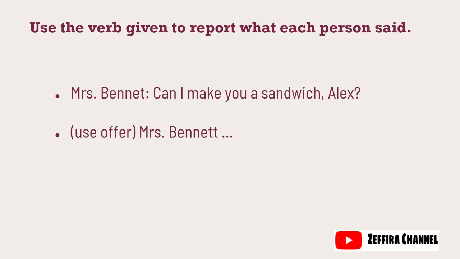And then let's try answering some questions, or let's try changing or using the reporting verbs. Okay? Learn about some types of reporting verbs and whether they are followed by to-infinitive or ing form. Let's try to answer the first question. Here we have Mrs. Bennett who said, "Can I make you a sandwich, Alex?" Now the instruction is to please use the verb offer and start your sentence by writing Mrs. Bennett.